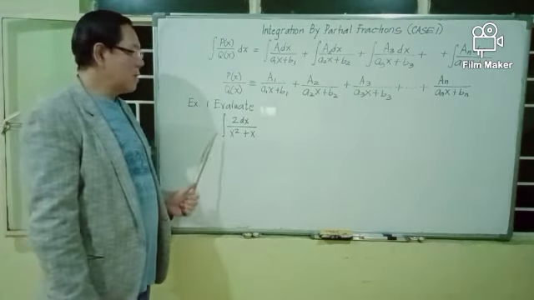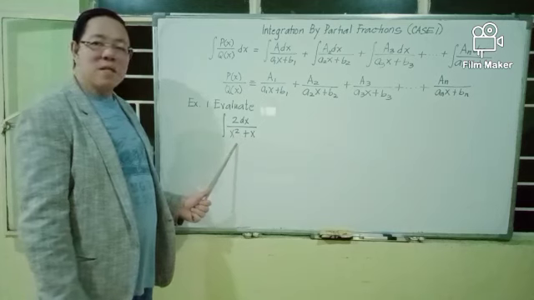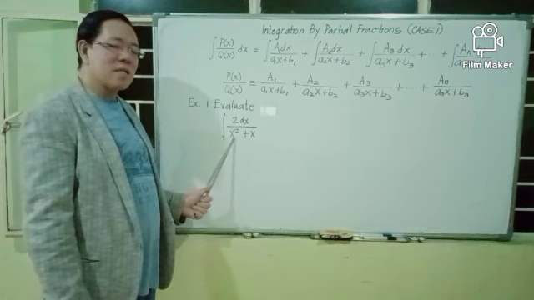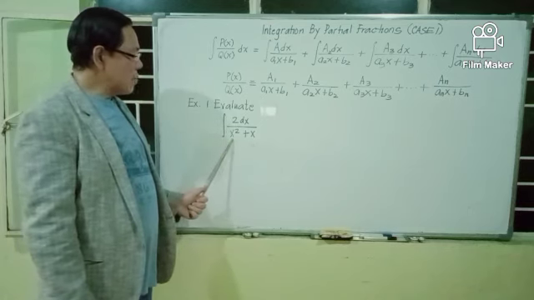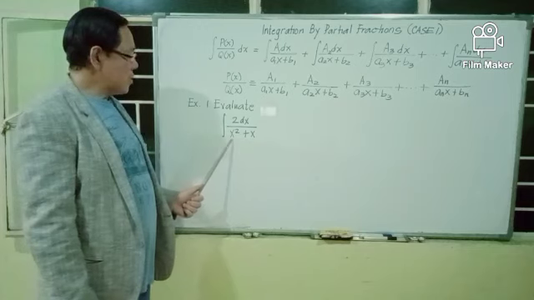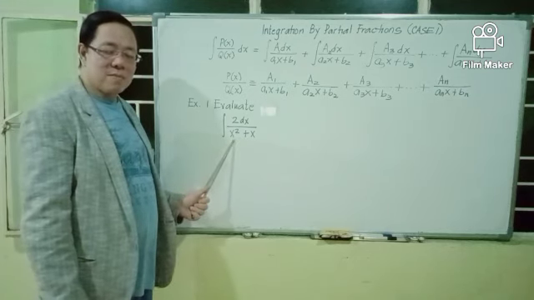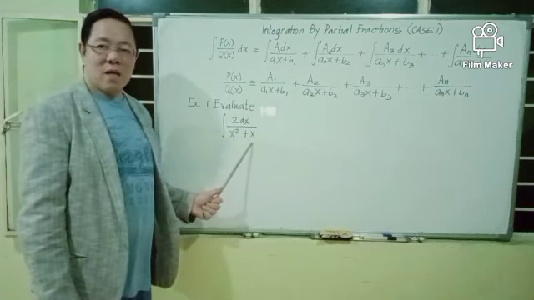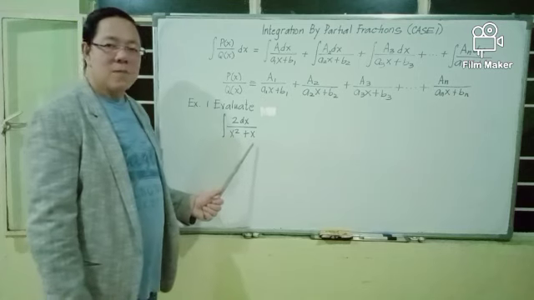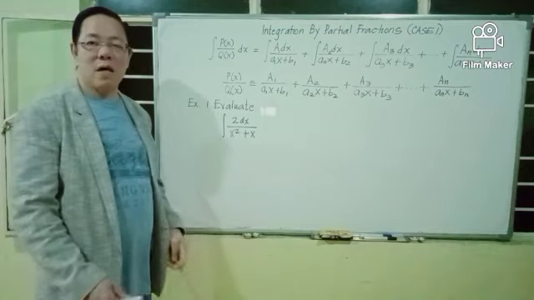Consider example 1. Evaluate the integral of 2 dx over x squared plus x. In this given integral, the expression p of x over q of x is the rational expression 2 over x squared plus x. And you can see that the denominator x squared plus x is factorable. You can see further that x is a common factor of this binomial because the first term has x raised to the power 2 and the second term has x. Therefore, x is a common factor and we factor out x.